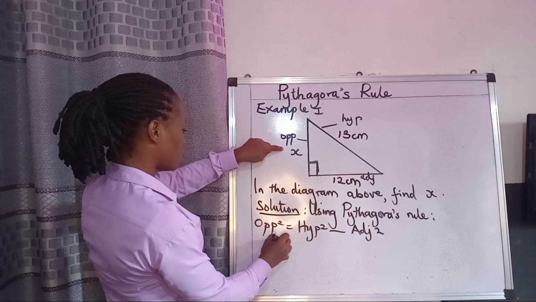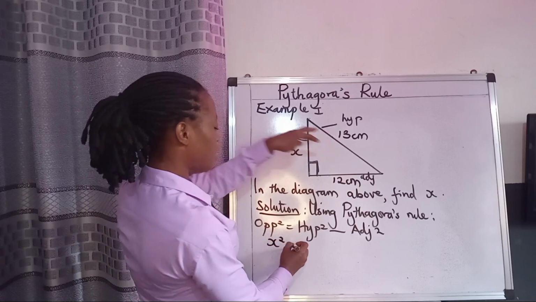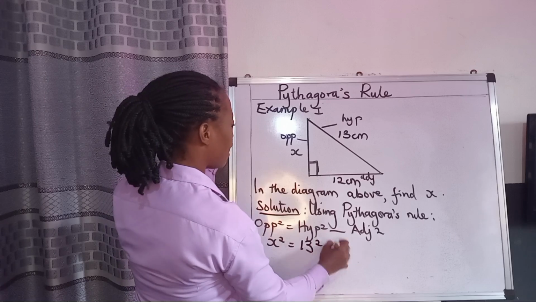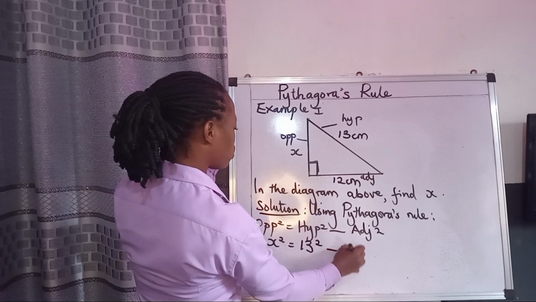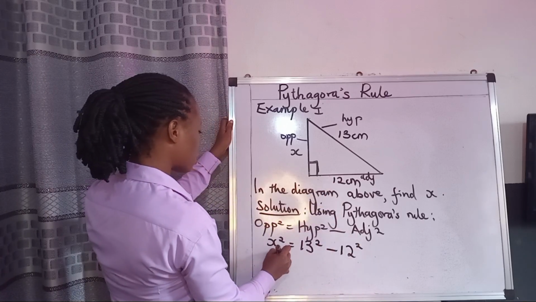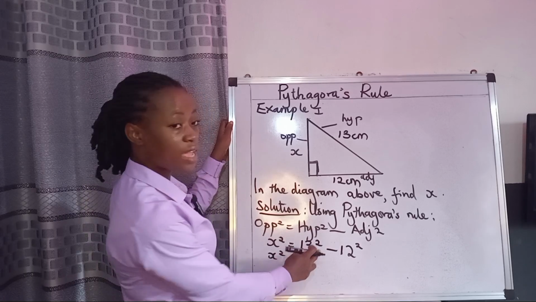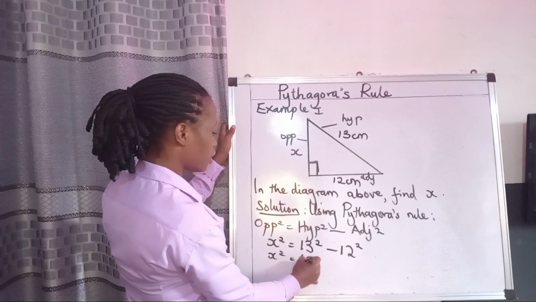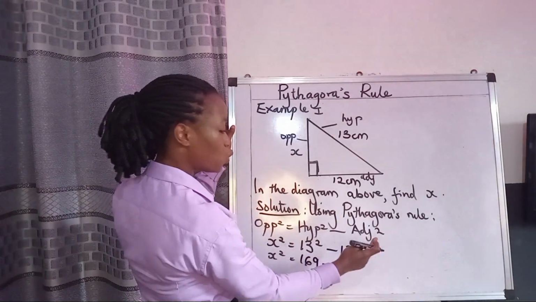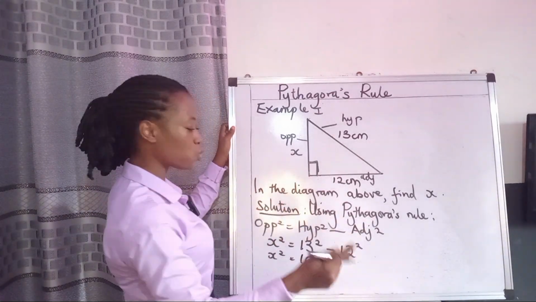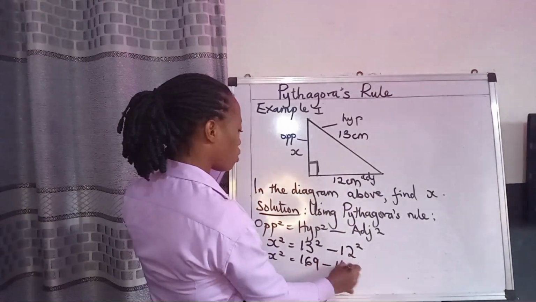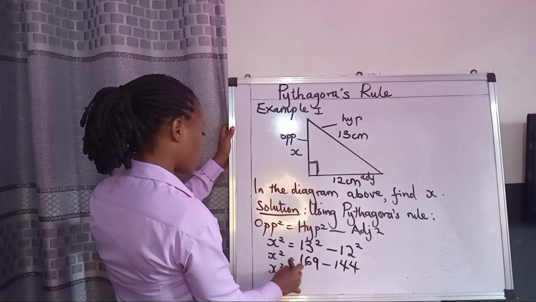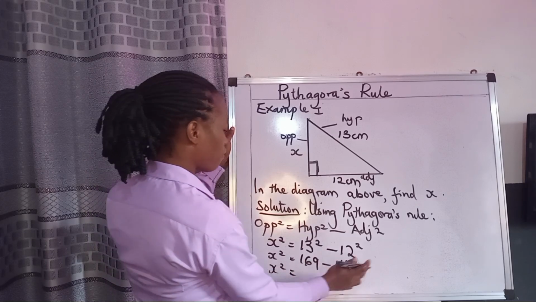So we are going to have that x squared is equal to, the hypotenuse there is 13 centimeters. So I'm going to have 13 squared minus, the adjacent is 12, so 12 squared, all right? Now x squared is equal to 13 squared, which means 13 times 13. So 13 times 13 is 169. And 12 squared means 12 times 12, and 12 times 12 is 144, all right? So x squared is equal to 169 minus 144.